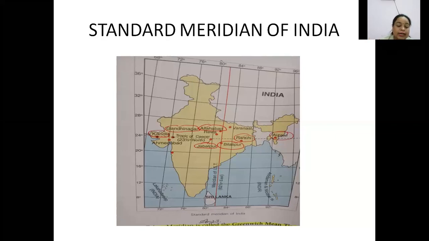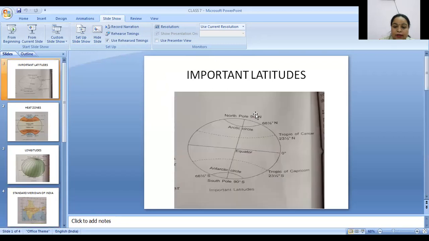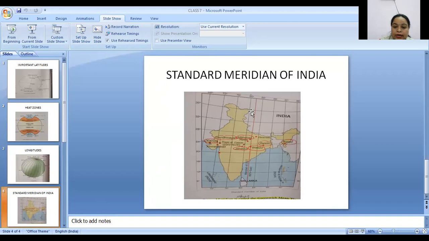We selected a central meridian or longitude which passes almost through the middle of the country. So which is the standard meridian? Can you see this red line? This red line is taken as the standard meridian.